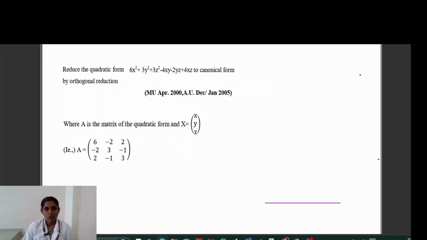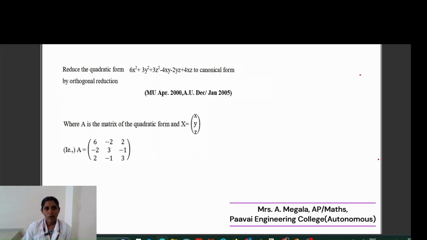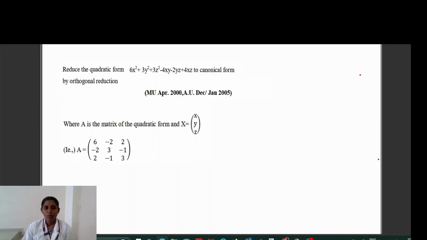In this video, we are going to see the topic reduce the quadratic form to canonical form problems. The problem is: reduce the quadratic form 6x² + 3y² + 3z² − 4xy − 2yz + 4xz to canonical form by orthogonal reduction.